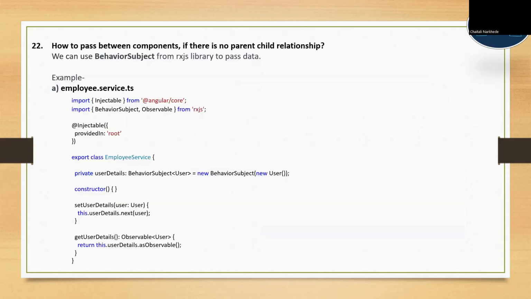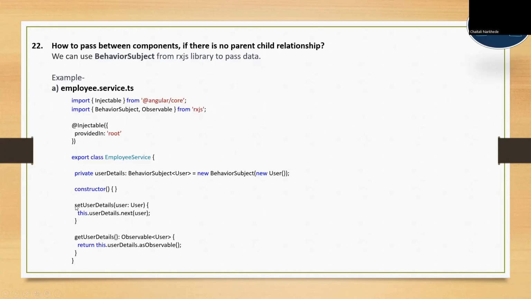Next question is, how to pass data between components if there is no parent-child relationship? Then we can use the BehaviorSubject from the RxJS library to pass the data. Let's take an example. You have to create one service. Here I have created employee.service.ts, in which I have defined userDetails, colon BehaviorSubject, and I have defined the user type equal to new BehaviorSubject.